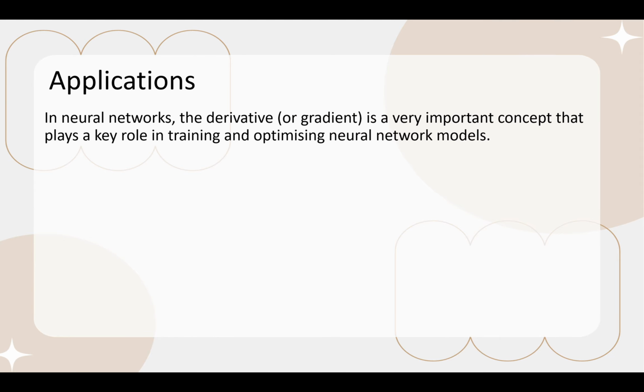And the last is about its applications. In neural networks, the derivative or gradient is a very important concept that plays a key role in training and optimizing neural network models. And the first is the gradient descent optimization algorithm.